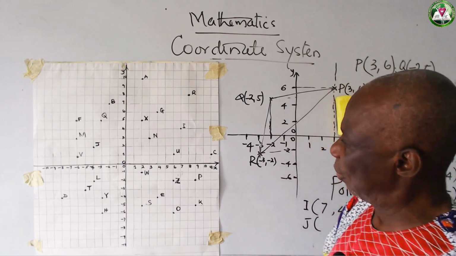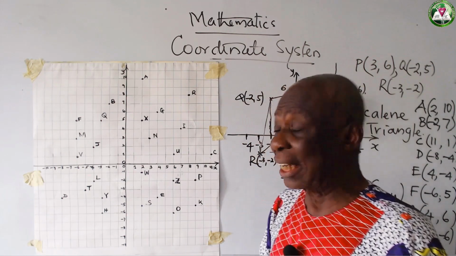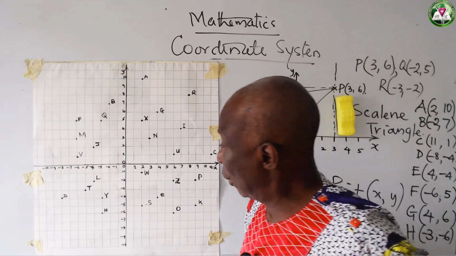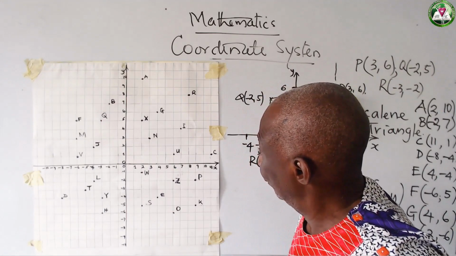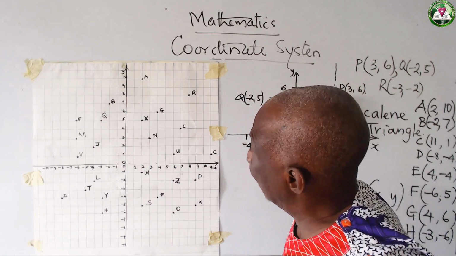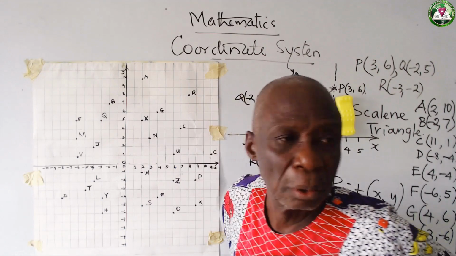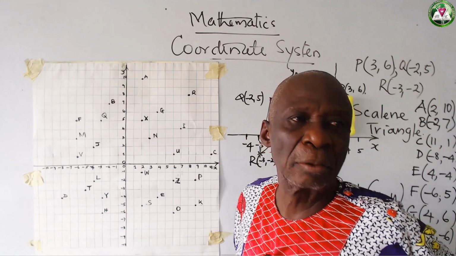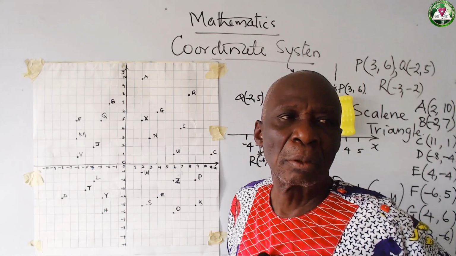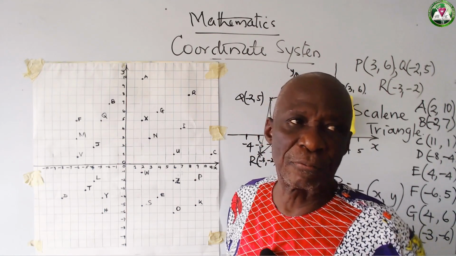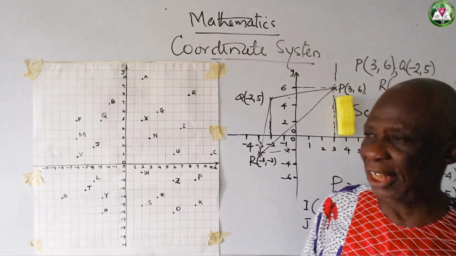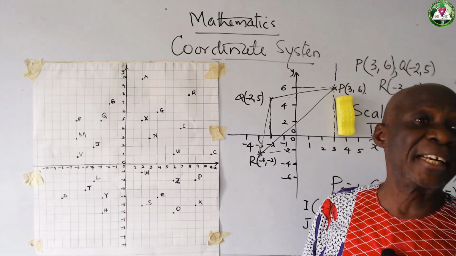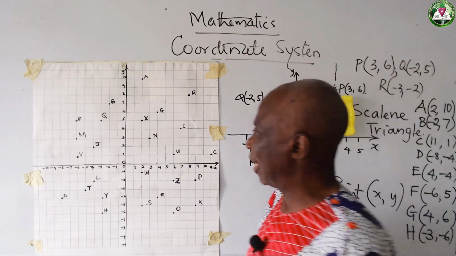For J, look through and see whether you find J. Don't answer until I ask you. Myself also, I'm looking for J. Let's see whether we can find J on the board. In which quadrant do we find J? Good. 2nd quadrant. Do you all agree? Yes. So that is correct.